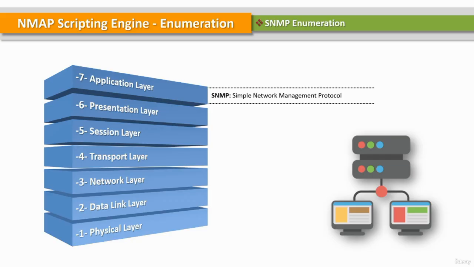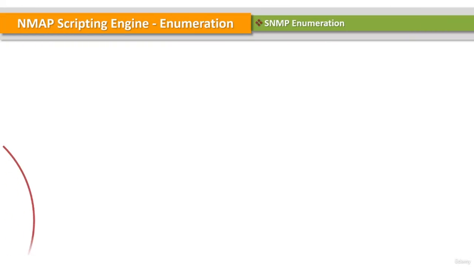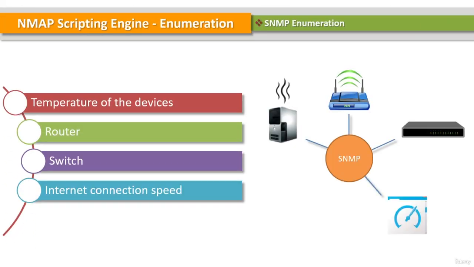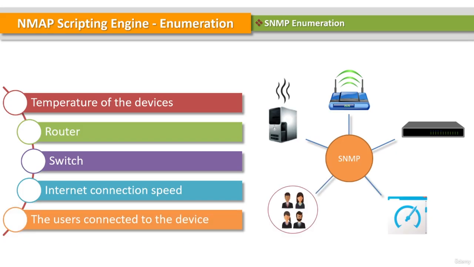network. So it's by using SNMP and its basic information, such as the temperature of the devices on the network, such as the router, the switch, the access server, the bridge, and even the computer, and the users connected to the device, the internet connection speed, device operating time, all of this info can be obtained. So SNMP is running on port 161 by default.